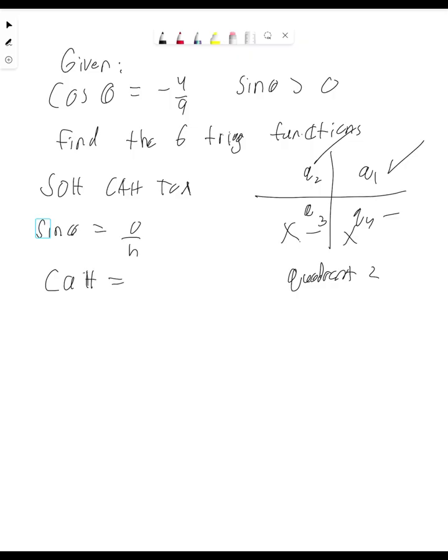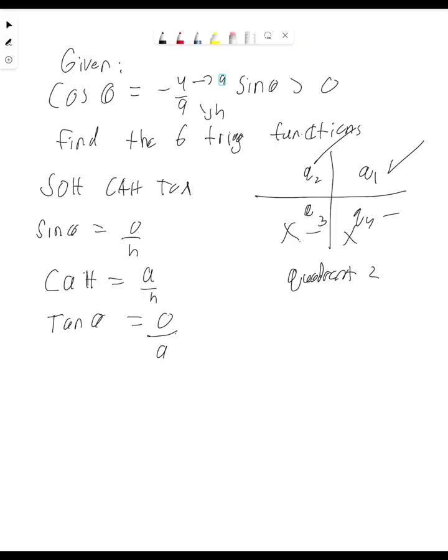So sine of theta equals opposite over hypotenuse. Cosine of theta equals adjacent over hypotenuse. This is talking about the sides of a triangle. And then tangent of theta equals opposite over adjacent. So if they give us cosine is negative 4/9, we can take this, call this our adjacent, and call this our hypotenuse.